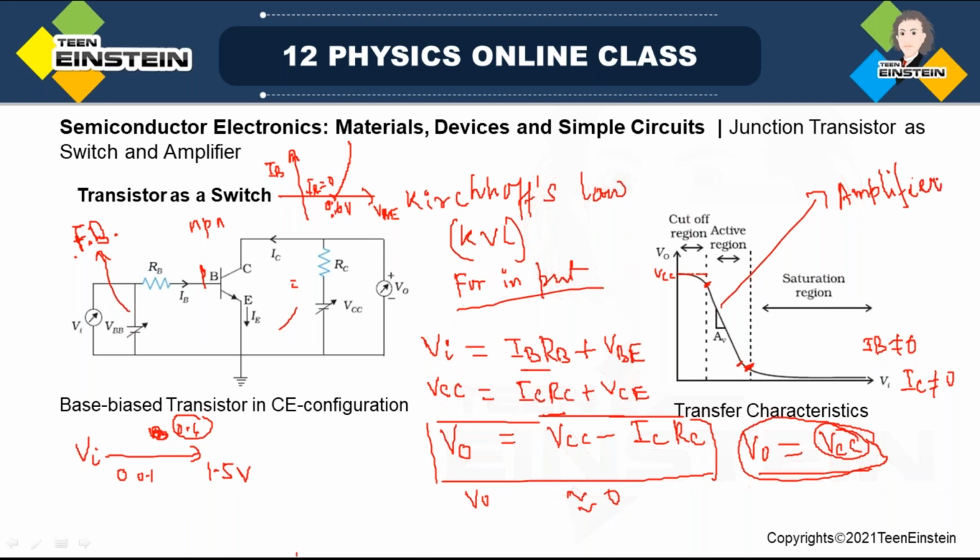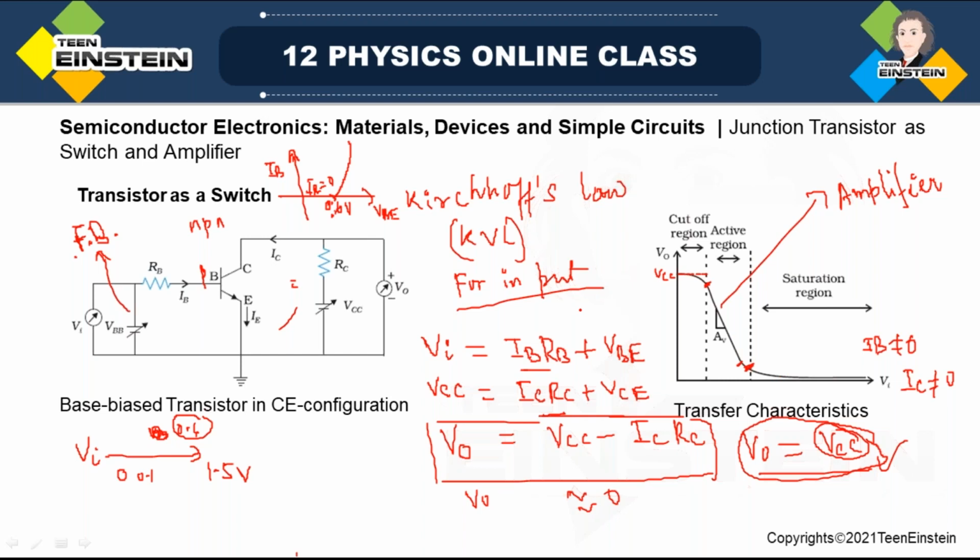Okay, amplifier. We'll discuss this part later. Let me concentrate on this cutoff region and saturation region. In the cutoff region you get maximum voltage, and in the saturation region you get minimum, or as low as zero voltage. So if we somehow confine the action of the transistor either in the cutoff region or in the saturation region, then it can act as a switch.